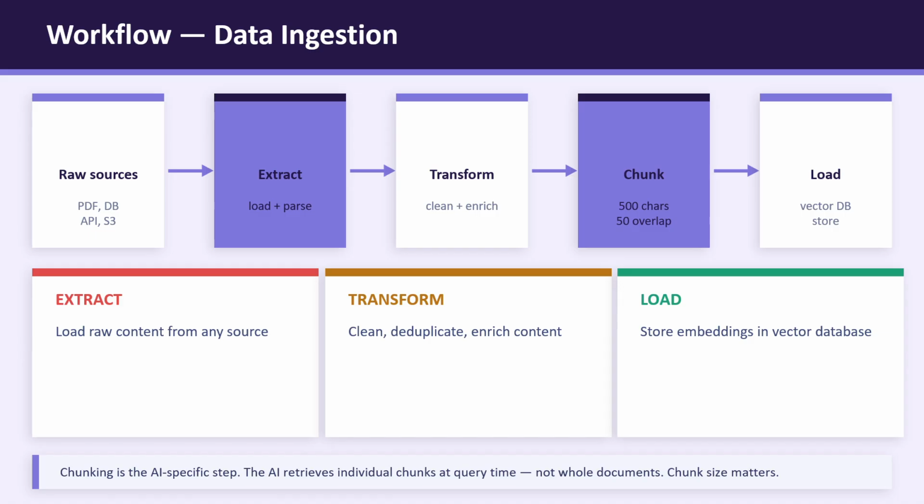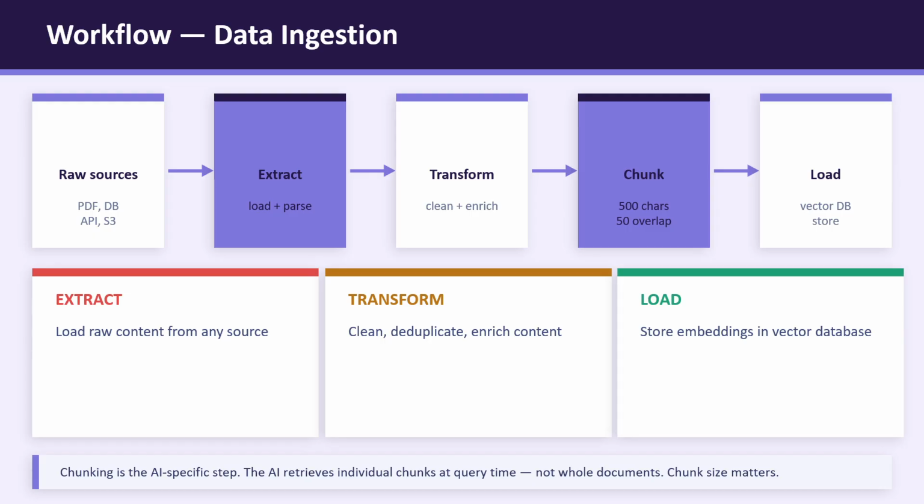Next, workflow. First, raw sources. Your PDF files, databases, APIs, or files in cloud storage like Amazon S3. S3 stands for Simple Storage Service and is Amazon's file storage system. Second, extract. A document loader reads the raw content and converts it into Python objects your code can work with.